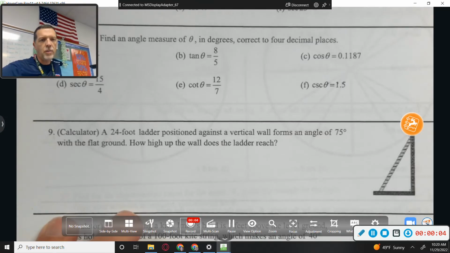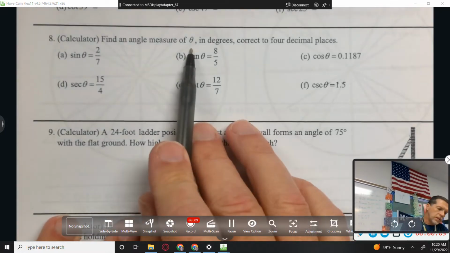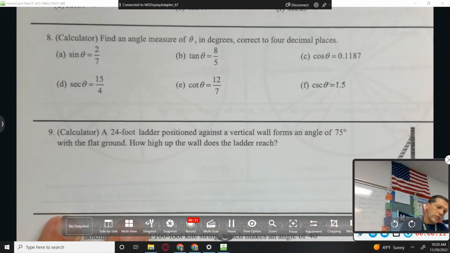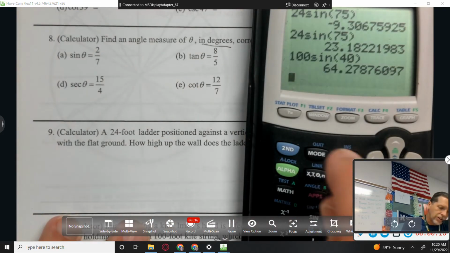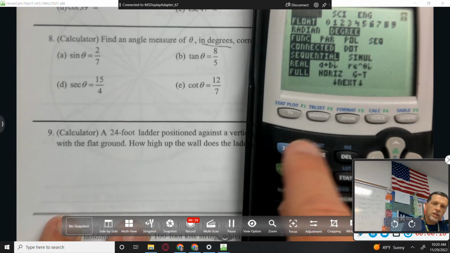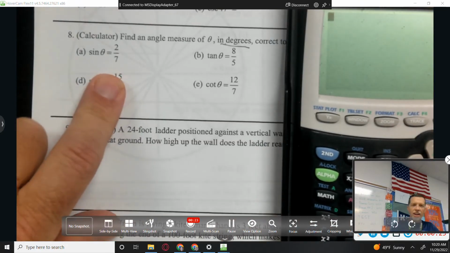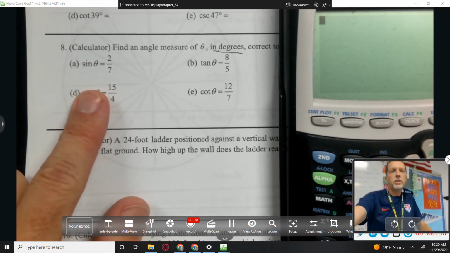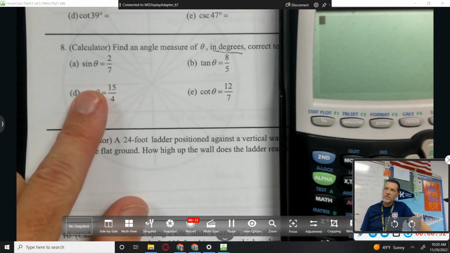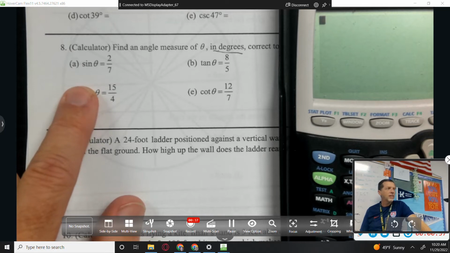Looking at number 8 on worksheet 1, find an angle in degrees, correct to 4 decimal places. So in degrees, that's sort of your reminder to make sure your calculator is in degrees. And then if the sine is 2/7, that's the easy one. How do I go backwards to tell my calculator to find an angle whose sine is 2/7? What are the calculator buttons to do that?